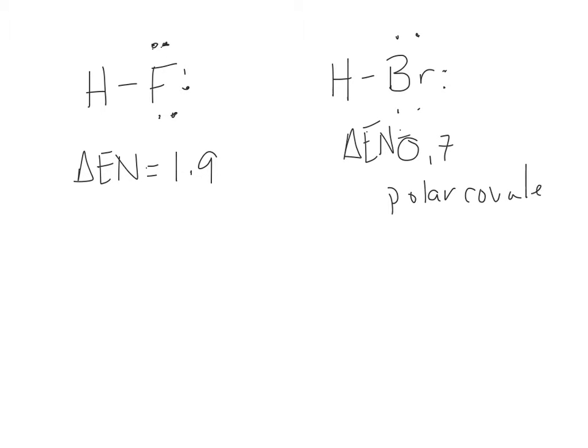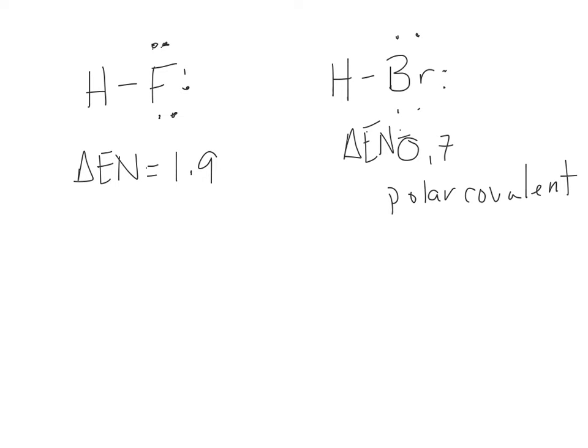Yes. So HF is above 1.7, so it's got ionic characteristics. Is it ionic or is it covalent? HF. Is it ionic or is it covalent? It's greater than 1.7. Okay, show of hands, ionic. Show of hands, covalent. Show of hands, don't want to make a commitment. Okay.